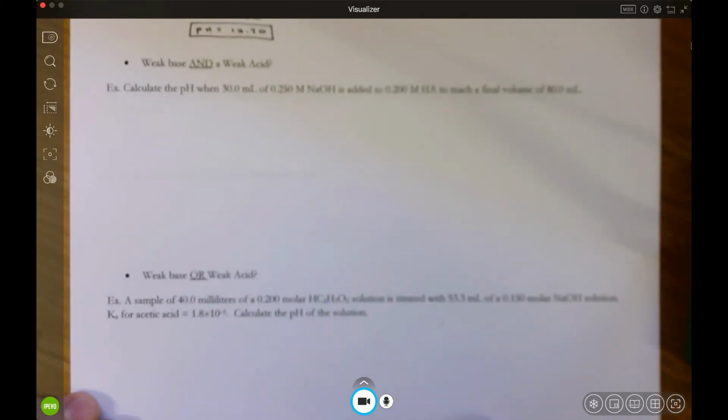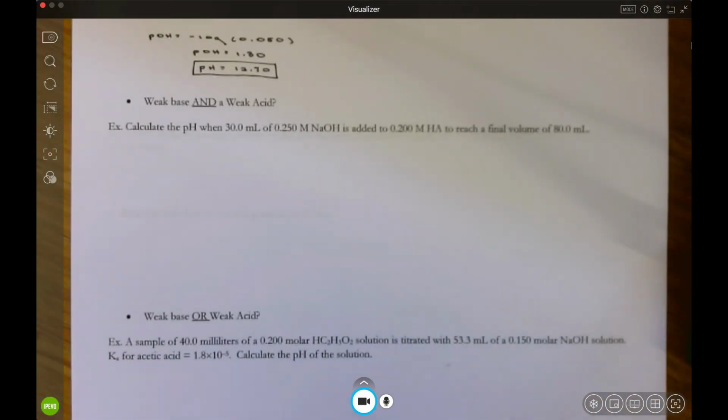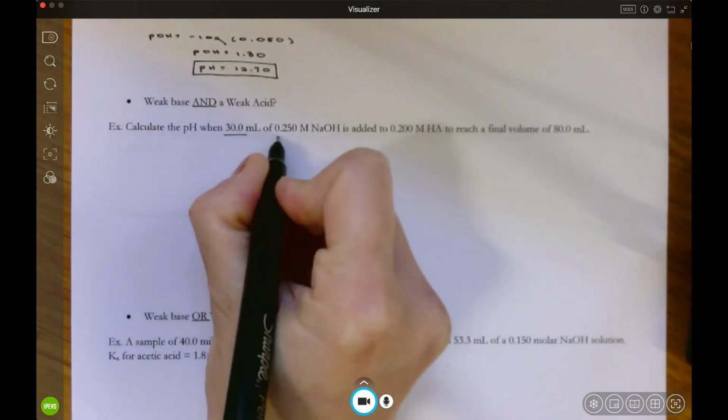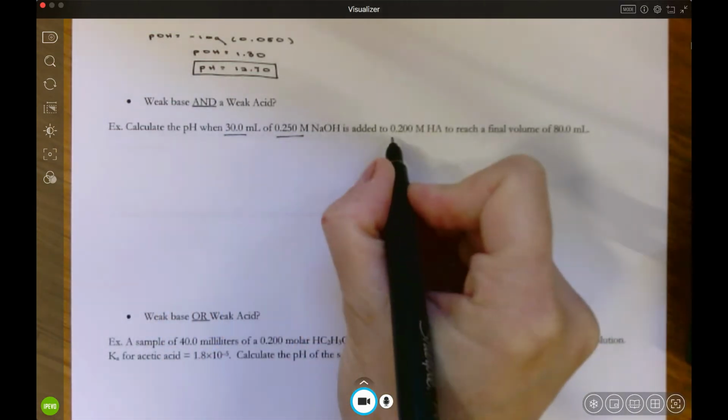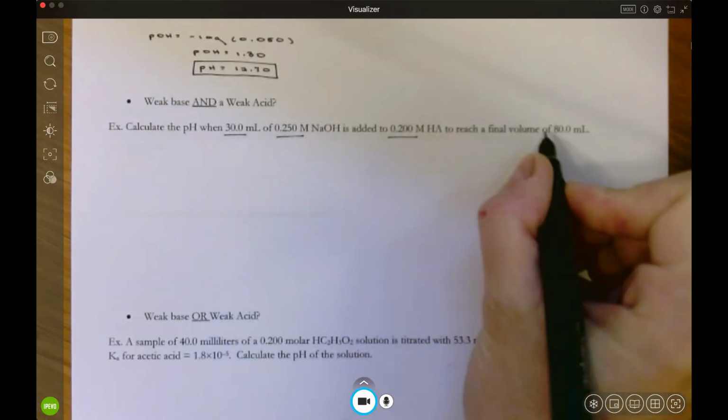What if instead of a strong acid or strong base being left over, I have a weak acid and a weak base that's left over? Okay, so let's actually look at that to see what that would look like. So in the problem, it tells me: calculate the pH when 30 mL of 0.250 molar NaOH reacts with 0.20 molar HA to reach a final volume of 80 mL.